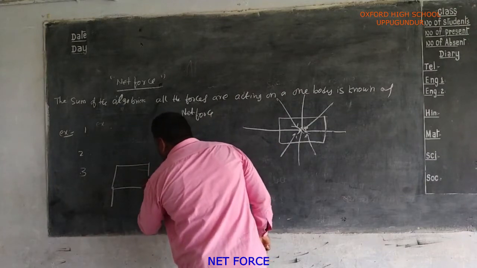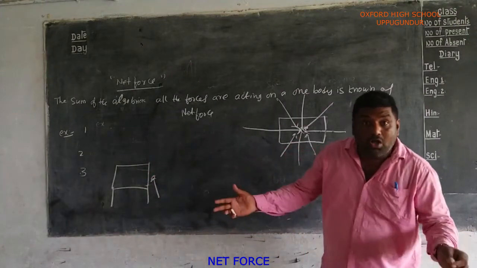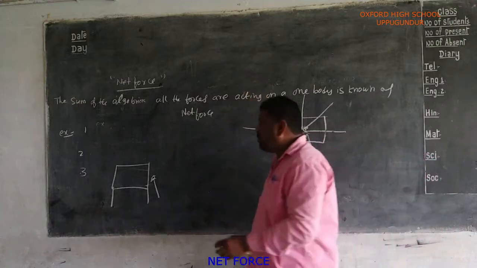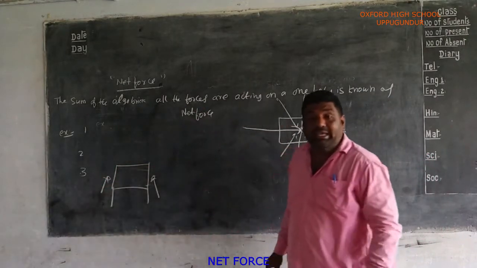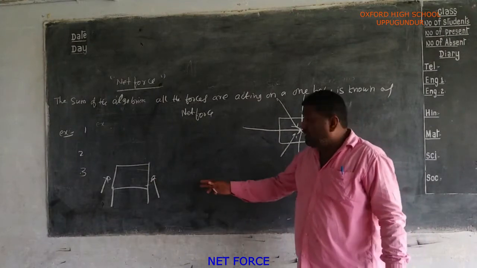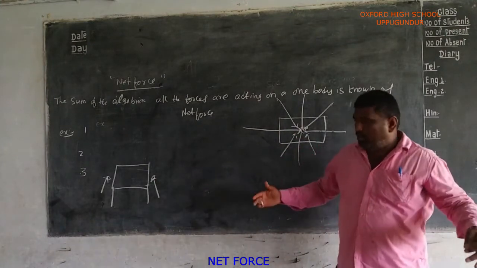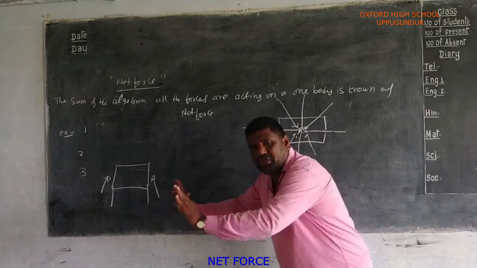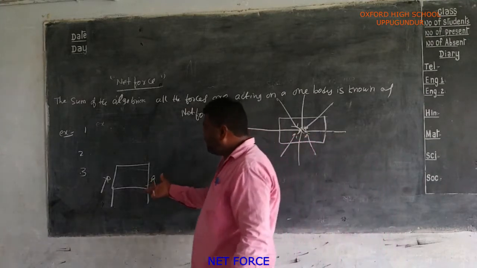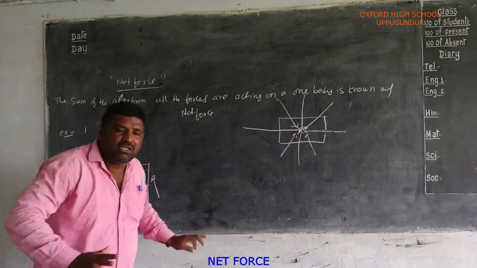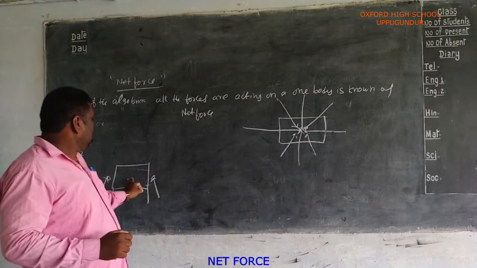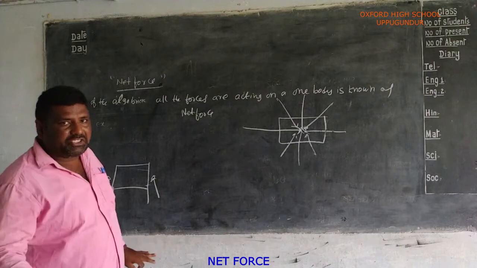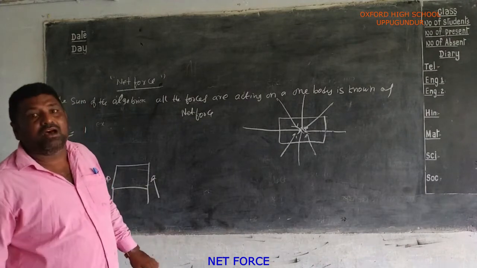One boy is pushing from one side and, at the same time, another boy is pushing the bench from the opposite side. Now, what is the position of the bench? Here, the position of the bench is constant. It does not change position.